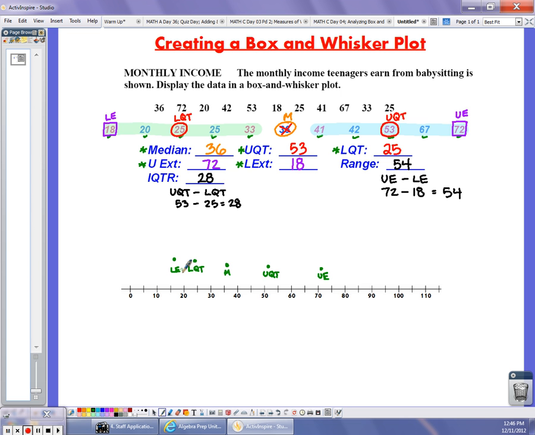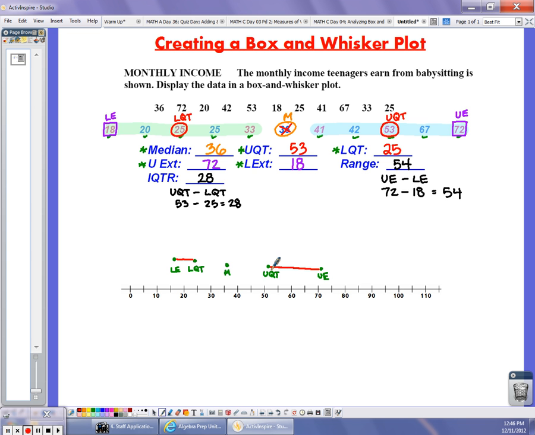Now to create the box and whisker plot, the first thing that I'm going to do is create my whiskers. That's usually the easiest thing to do first. So I'm going to go ahead and connect my lower extreme with my lower quartile with a horizontal line. And I'm going to do the same thing on the other side. I'm going to connect the upper extreme to the upper quartile.